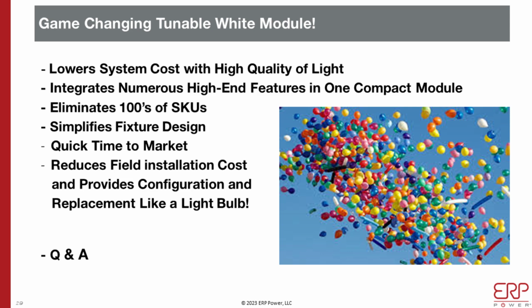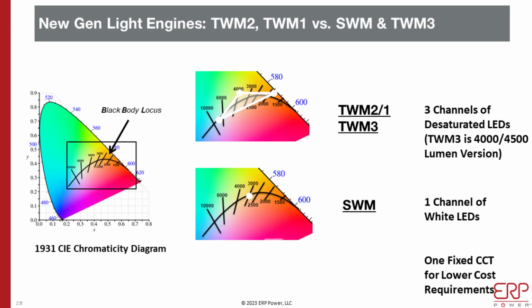Are you able to stay on the black body line when tuning from 1800K to 6500K? Yes, that is actually one of the reasons that we use the 3 desaturated colors. I don't know if you can still see my screen, so I'm just going to go to this page. Carrie, is my screen still on? Mm-hmm. Okay, very good.